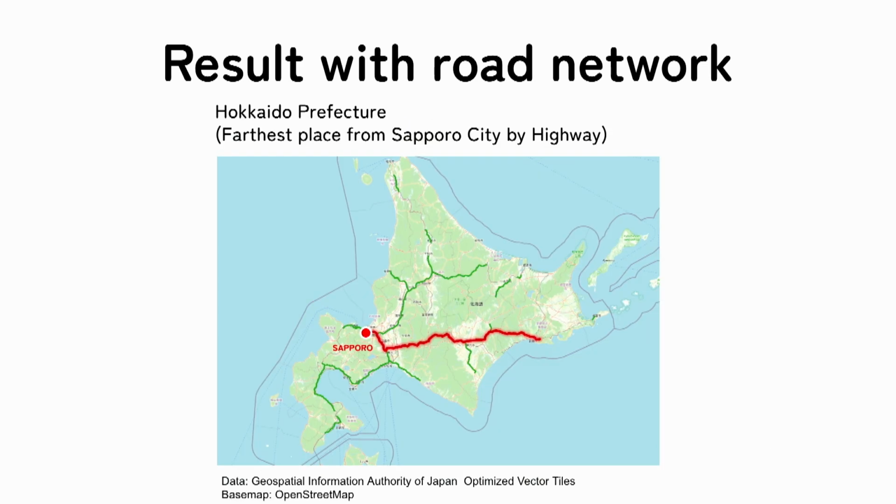And there's another example using the road network in Hokkaido, Japan. Starting from the center city, Sapporo, the solution found the farthest reachable point by highway. This type of analysis is used for things such as emergency response planning and understanding regional connectivity.